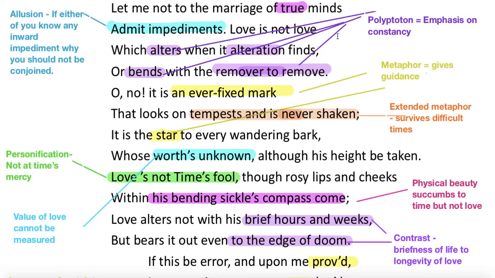He also uses polyptoton. I've just noticed, actually, I've highlighted one word that shouldn't be on there, but alters and alteration and remover to remove come from the same root word. So obviously alter and remove. So you could argue the use of polyptoton emphasises the constancy. Both root words as well focus on change. And so obviously Shakespeare is trying to highlight that love doesn't change. It doesn't go away. It can't be manipulated if it is real love.